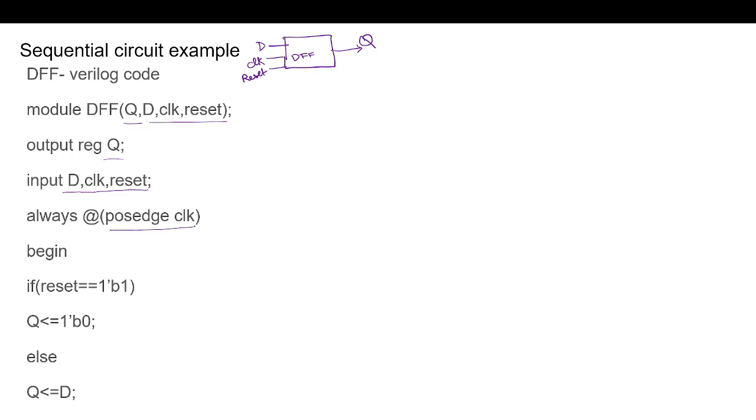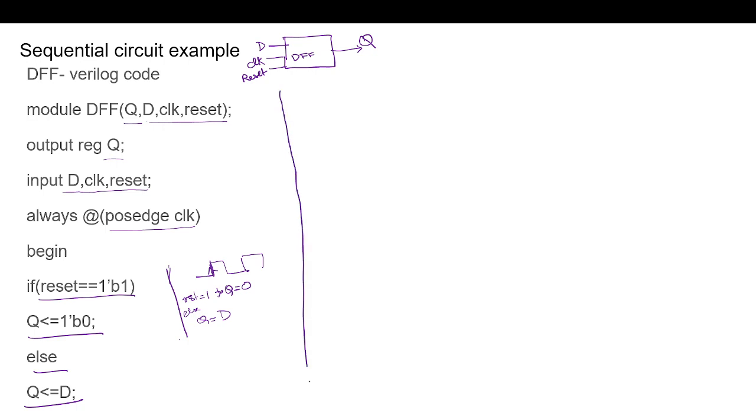And at the positive edge of the clock, whenever it is a positive edge of the clock, at this edge, if my reset is equal to 1, my Q will be 0. Else, my Q will be equal to D. This is what they have written. If the reset is 1, Q is 0, else Q is equal to D. And then endmodule.